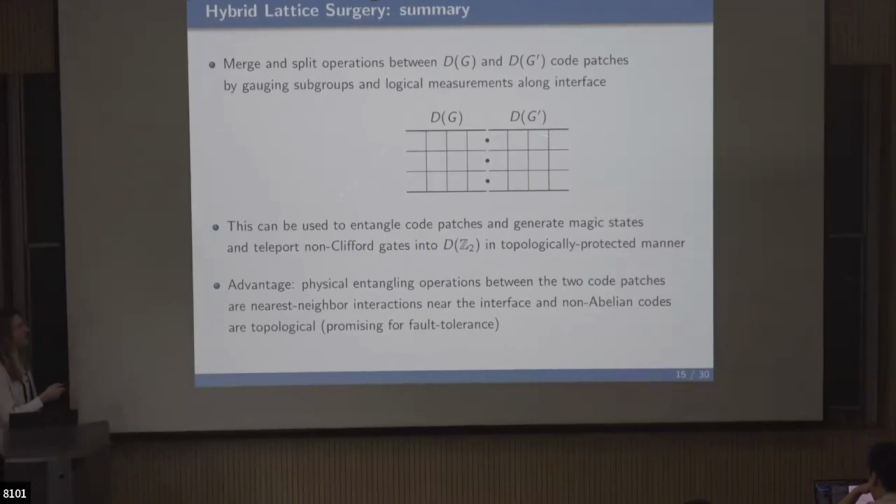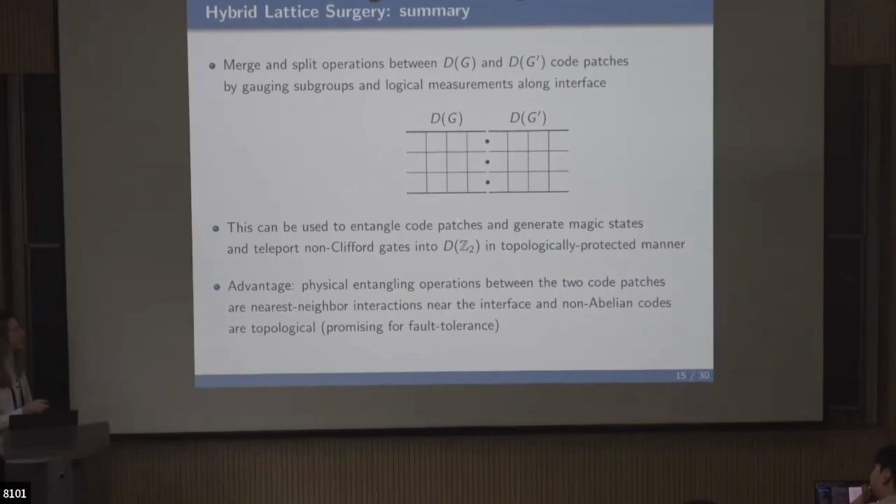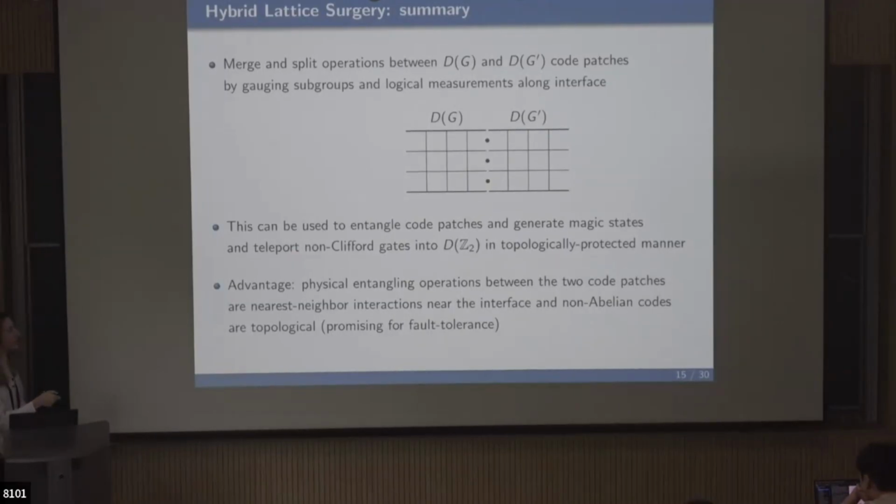Now, importantly, since all these operations are topological, they are basically topologically protected, and they only require nearest neighbor interactions, just along this interface. Okay, are there any questions on this?